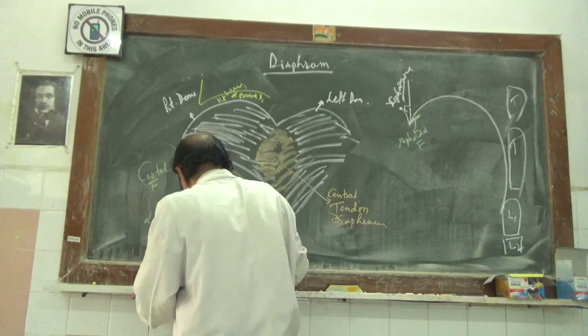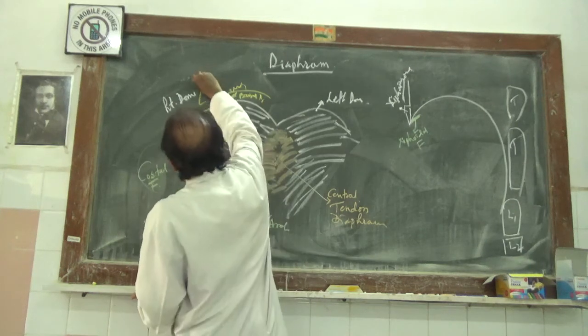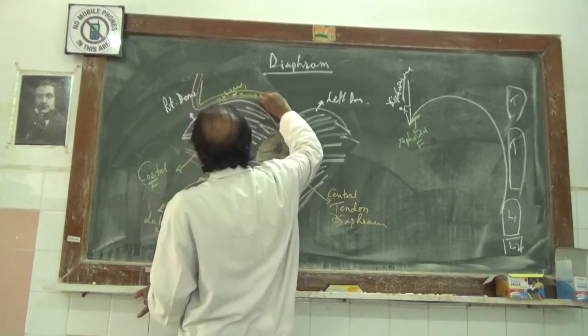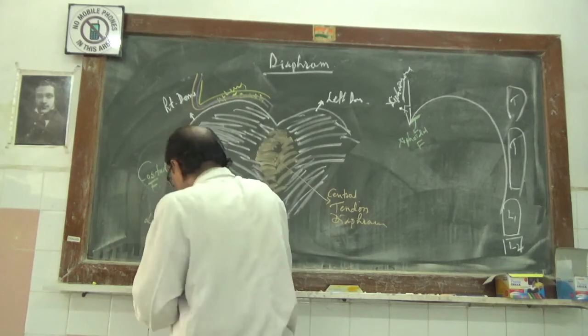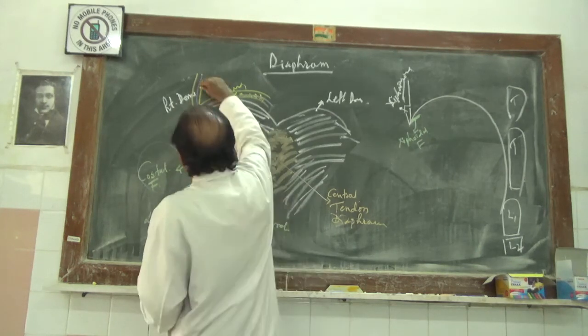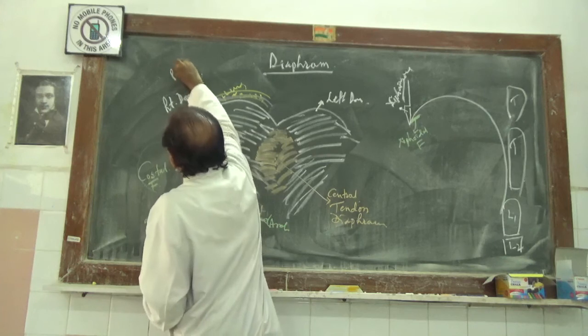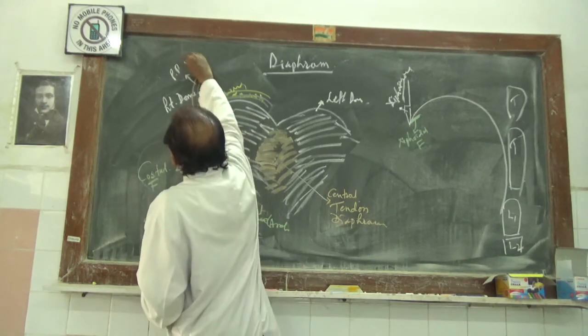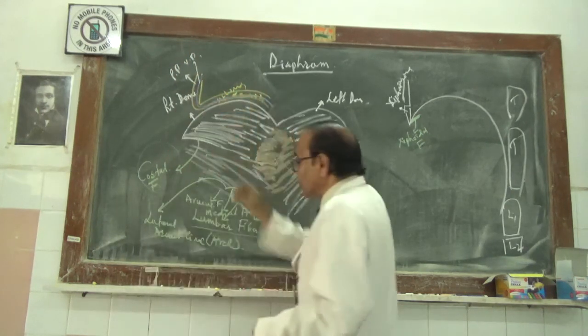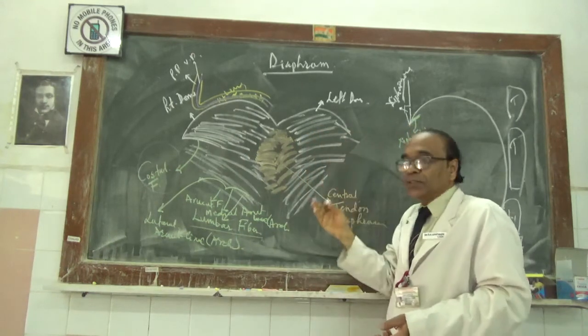and the pleura that covers it. You will have two: one is called the parietal pleura, another is the visceral pleura. This is for this. Now let us go to the left dome.